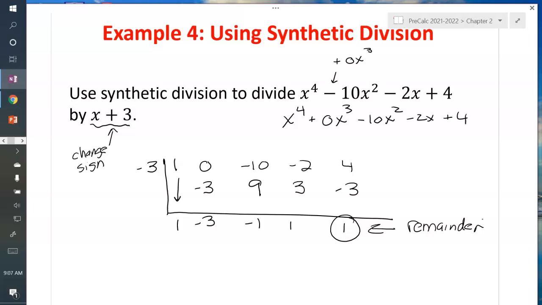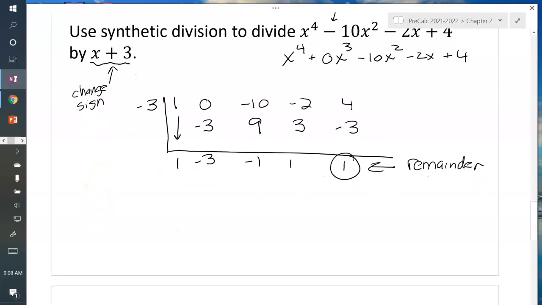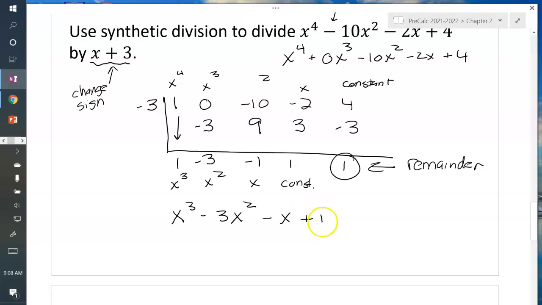So here's my answer. Now what happens when you do your synthetic division is this column up here used to be the x to the 4th, this one's x cubed, x squared, x, and your constant. But everything has shifted down by one exponent. So this column here is now x cubed, this one's an x squared, that's x, this is constant. And there's your remainder. So my answer is x cubed minus 3x squared minus x plus 1. And just like before, put your remainder in the numerator, and what you're dividing by goes in the denominator.